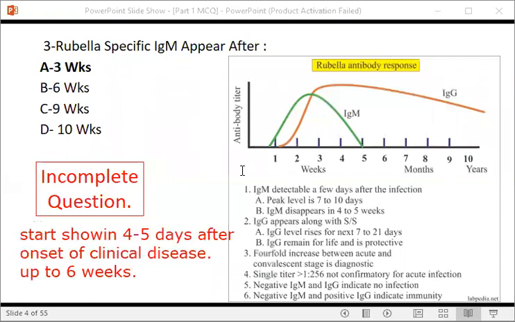تمام. طيب هنا IgM detected a few days after the infection. Peak 7 to 10 days. Even they're talking about days, weeks. تمام. IgM disappears in 4 to 5 weeks. This is per RCOG. This is what's important here.